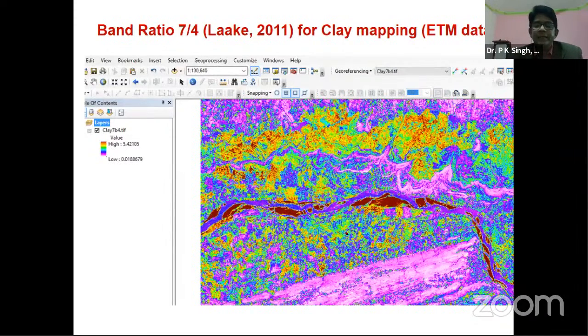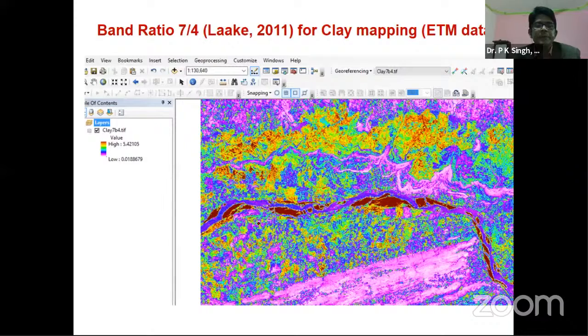Once your data is ready, then you will be doing different types of analysis to extract information. For example, band ratio techniques. Using band ratio techniques, you will be able to extract a lot of information. For example, see, I have done it. This is quite a useful technique in remote sensing for geological investigations also.